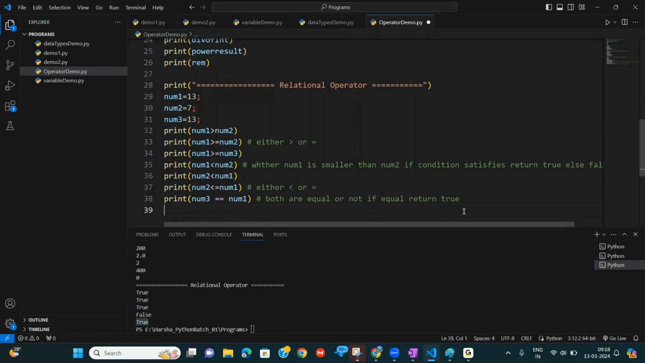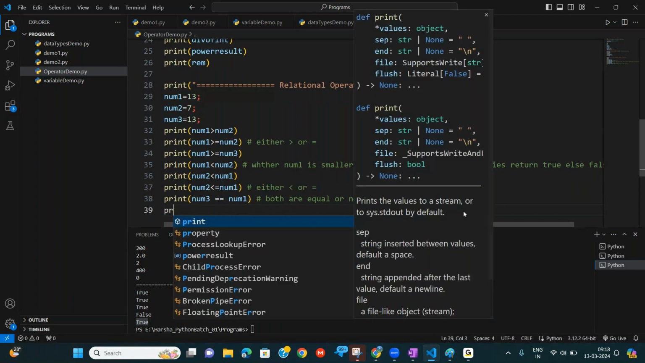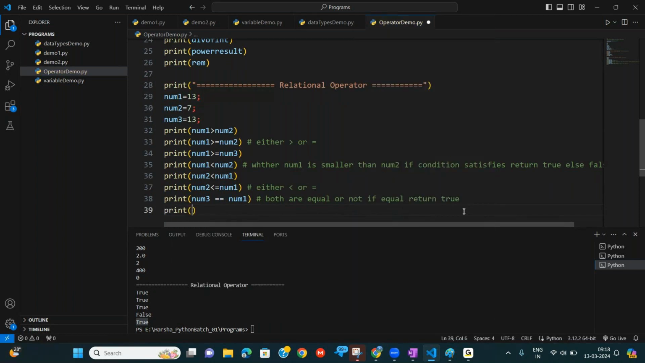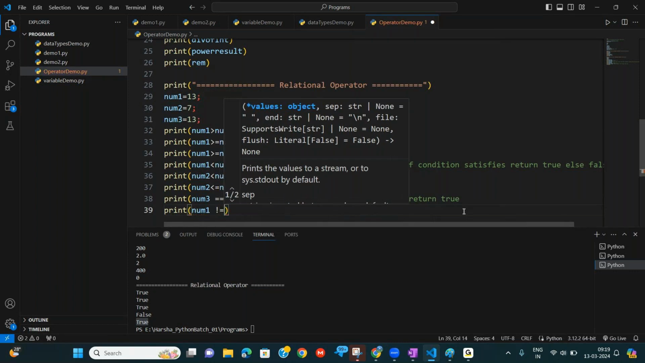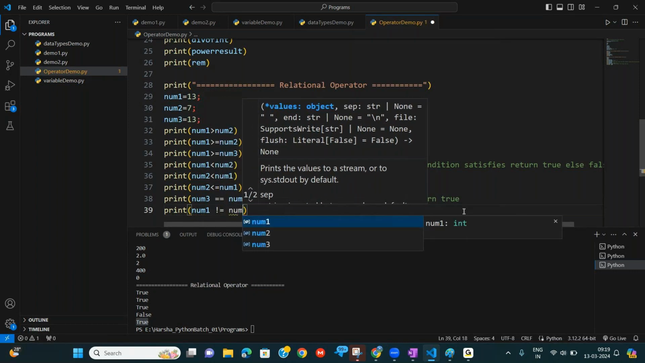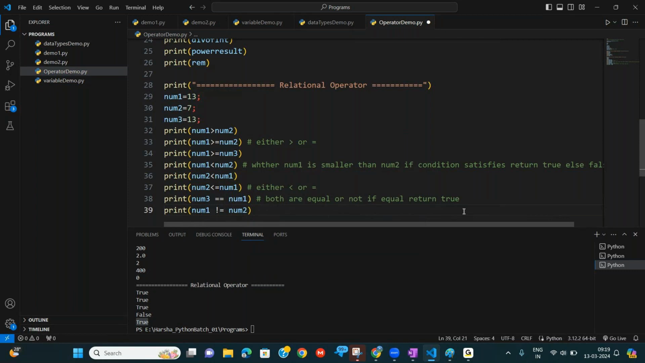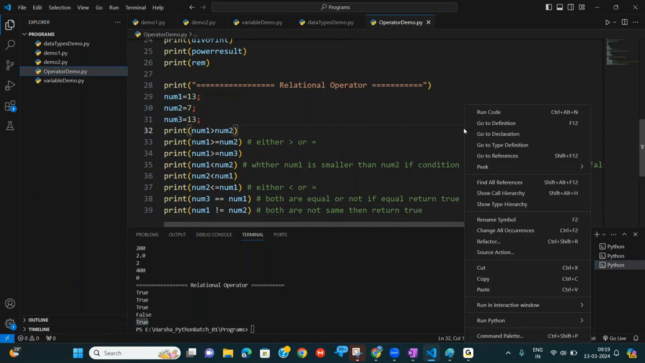And another thing, suppose I need to check if it is not equal. So let's say I'm writing print num1 is not equal num2. This means it is checking whether both are not the same, then it returns true. If I'm trying to execute it, you will see the output.